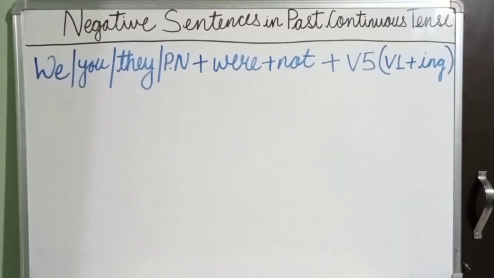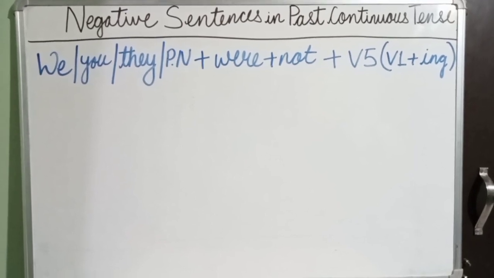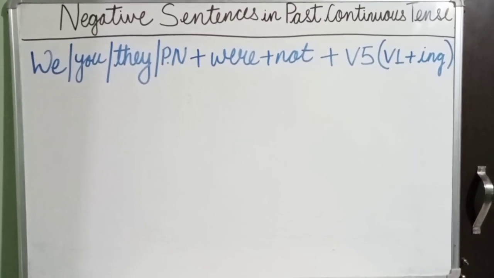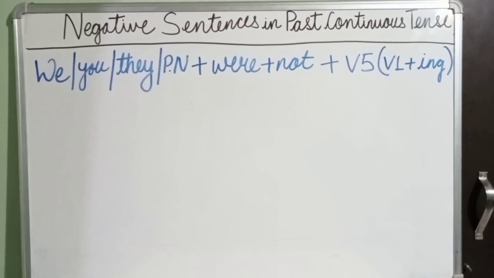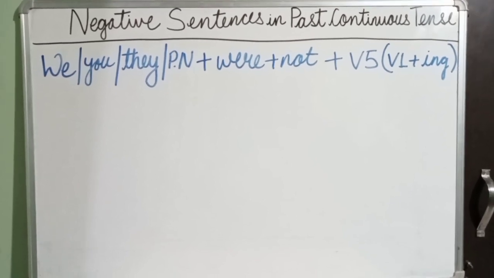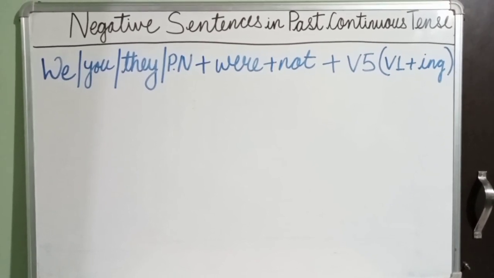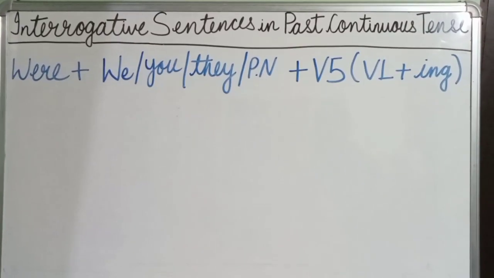Now, with first person plural subject, we, second person singular and plural subject, you, and third person plural subject, they, or plural noun, we have to add were plus not plus the fifth form of the verb. Now let us see some examples.